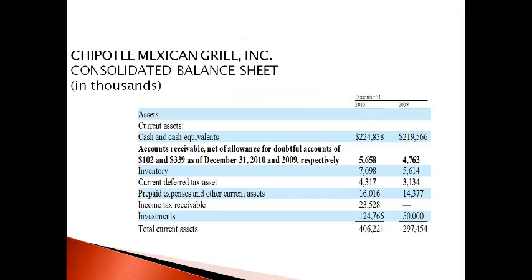Here is the current assets section of the balance sheet for Chipotle Mexican Grill. The company reports accounts receivable net of the allowance for uncollectible accounts. This is in accordance with generally accepted accounting principles. The net amount represents the probable future economic benefit, or the asset Chipotle expects to receive.